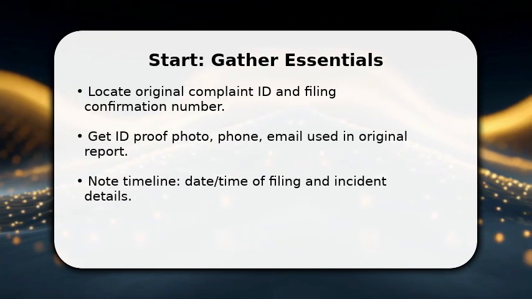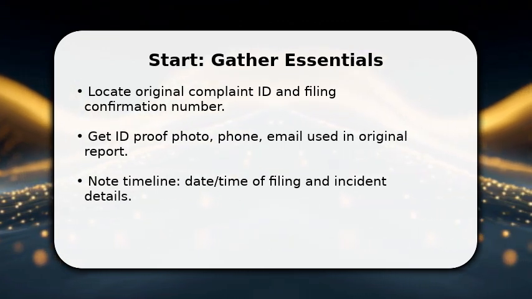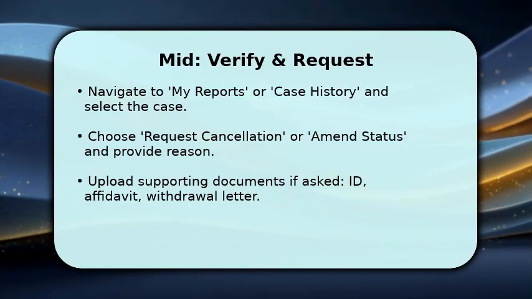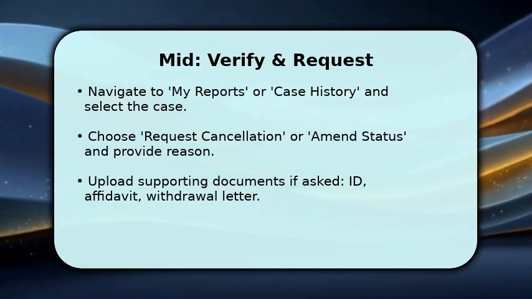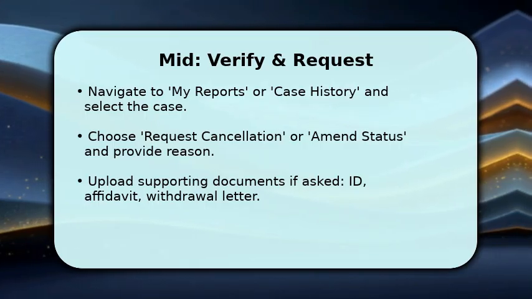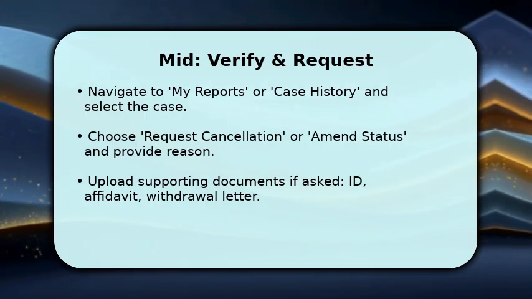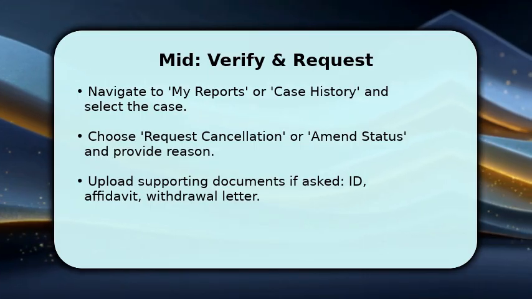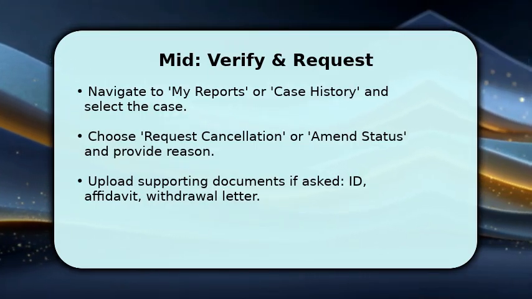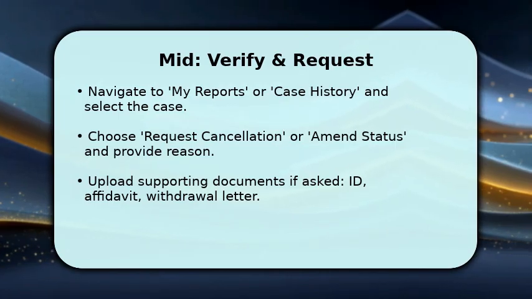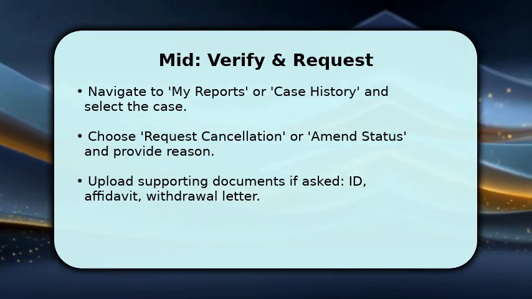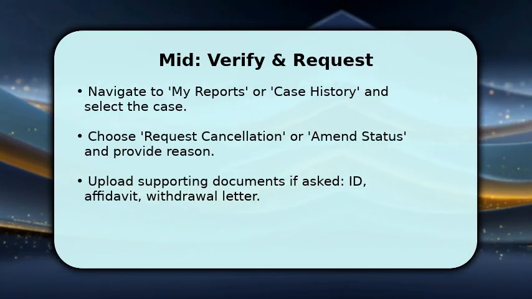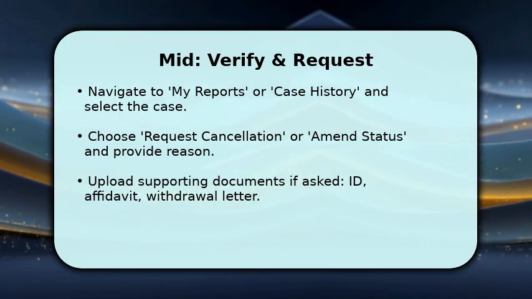You now verify the case details on the portal and select the specific complaint. Check the incident description to confirm it's the right file. Then choose the request cancellation or amend status control and enter a concise reason: mistaken report, resolved matter, or false alarm. You may need to attach a signed withdrawal letter or ID scan, upload clear files, and include contact details. Make sure to review entries before submission because corrections slow processing.